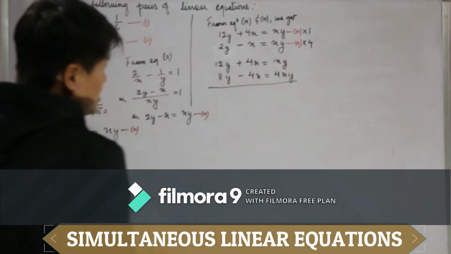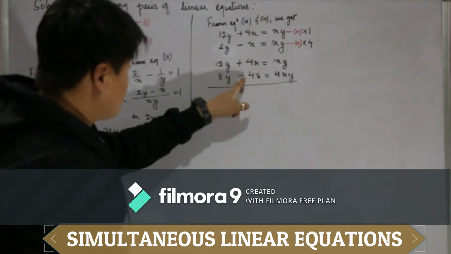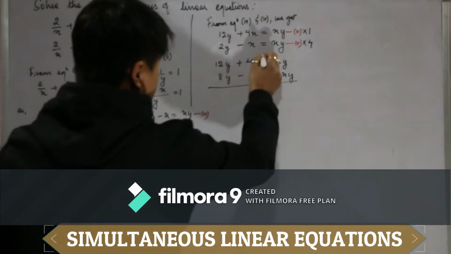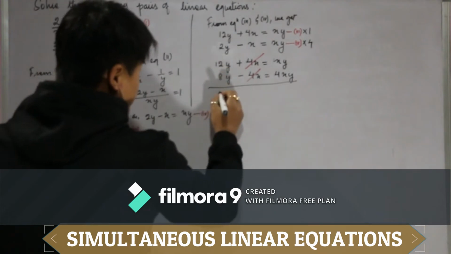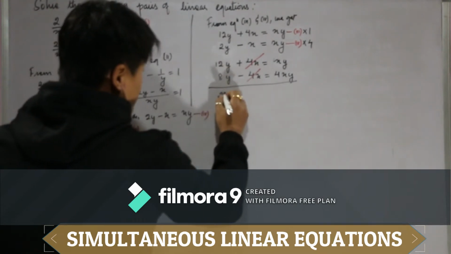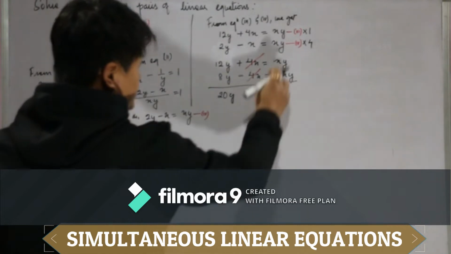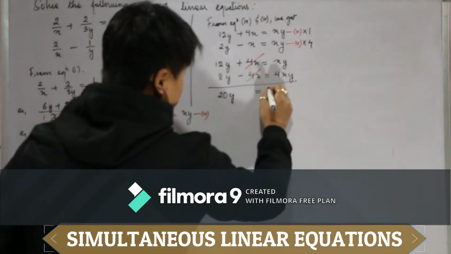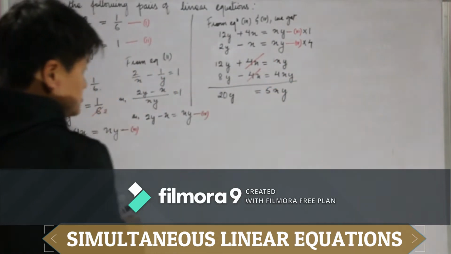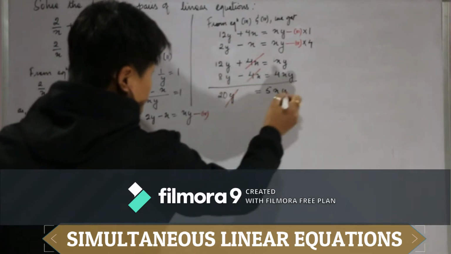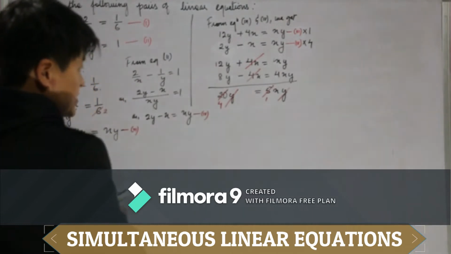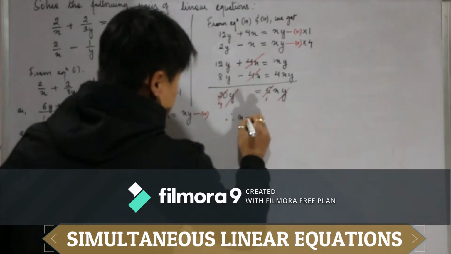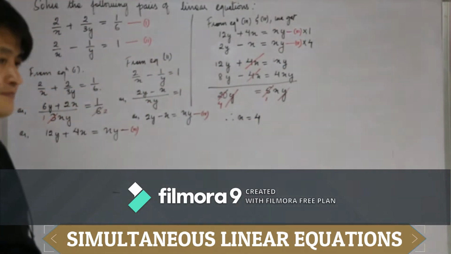Now the 4x and minus 4x will get cancelled, and the remaining terms are both plus, so we add them. This becomes 20y equals 4 plus 1, that is 5xy. On both sides we have y, which will get cancelled. 5 1s are 5, 5 4s are 20. Therefore x equals 4.